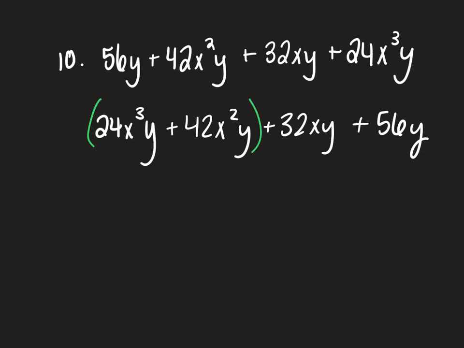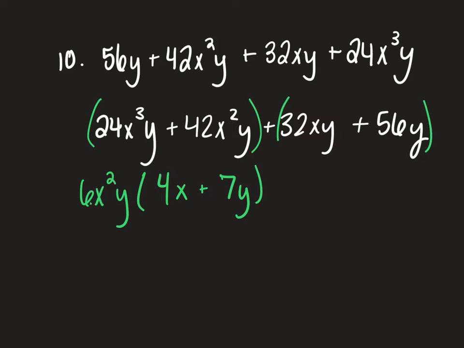From our first group, right, we can take out 2x squared y, which leaves us with 12x plus 21. Oh, we can go bigger. We can take out a 6, can't we? Yeah. So then that would be 4x and 7y.